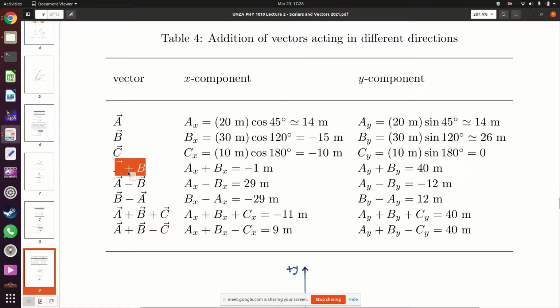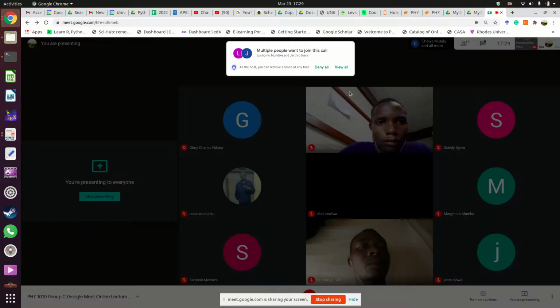For us to work out a plus b, we first need to add the components together. So in this case, the x components, ax plus bx. That's what we need to do. So how much is ax? Ax is 14 meters. 14 meters plus bx, which is minus 15 meters. So 14 meters plus minus 15 meters, you get yourself minus 1 meter. Is that clear?